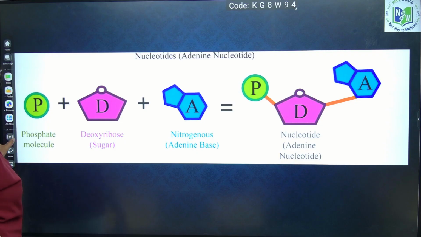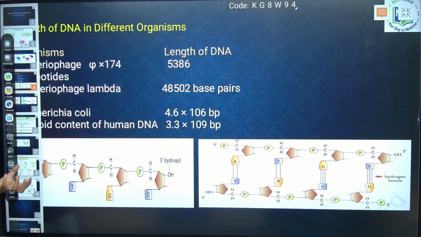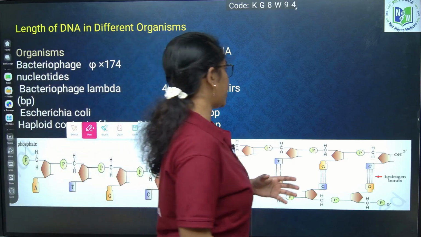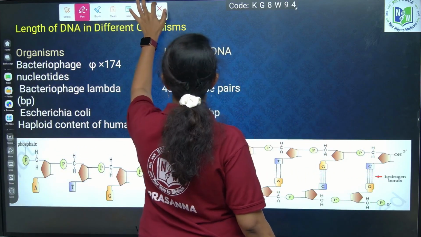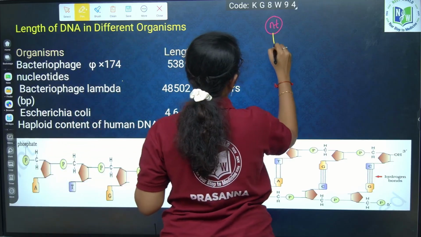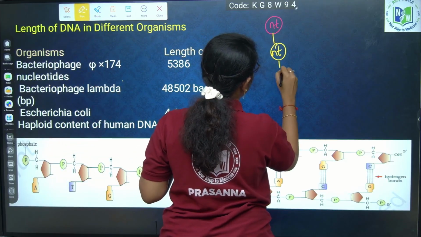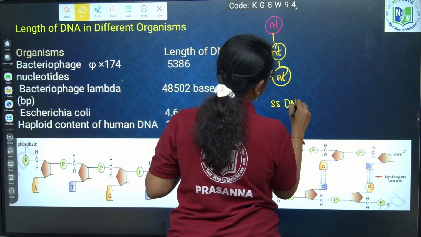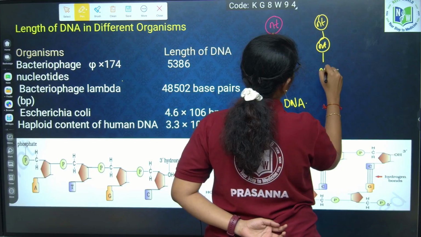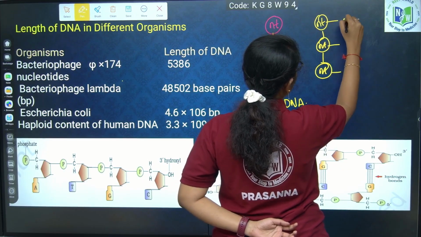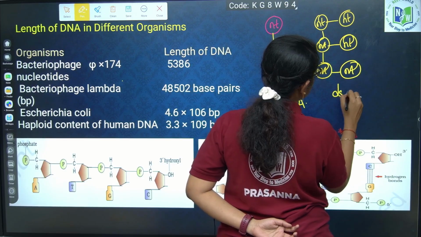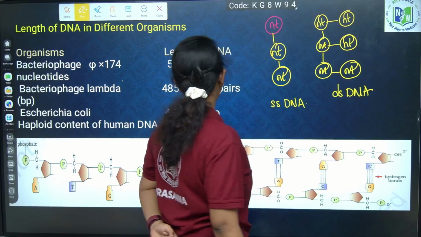Before that, look into the length of DNA present in different organisms. How do you identify the length of DNA? DNA is nothing but a polynucleotide chain. If a single nucleotide chain is present, it is called single stranded DNA. If two nucleotide chains are present, held by hydrogen bonds between bases, this is known as double stranded DNA.